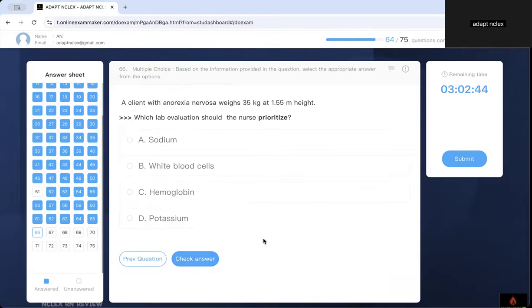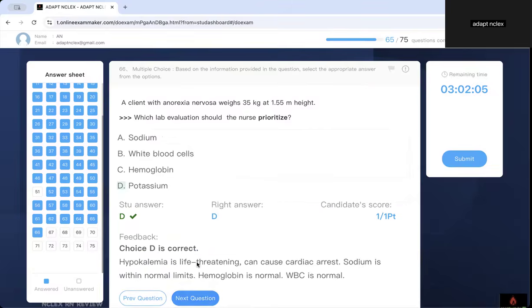A client with anorexia weighs 35 kilos, very small in height. Which lab value should the nurse prioritize? Once again, write it. When you see an anorexia patient, when they get admitted to the hospital and we start feeding them, what is your priority? Hypophosphatemia. So low potassium, number 1, and low phosphorus, number 2, after you start feeding them. So watch that. We should prioritize that.